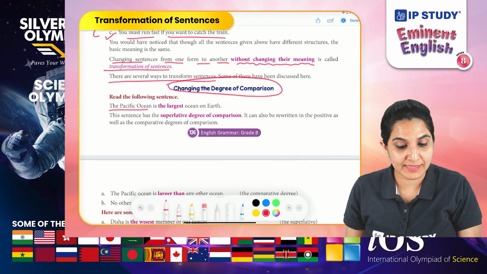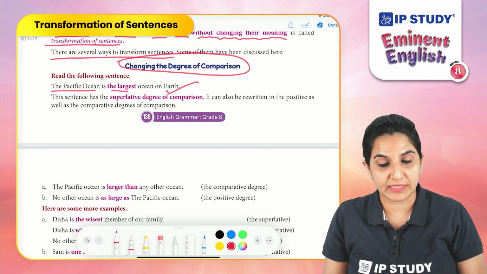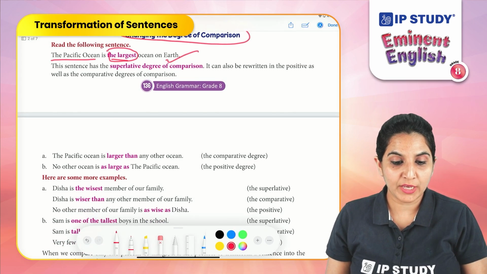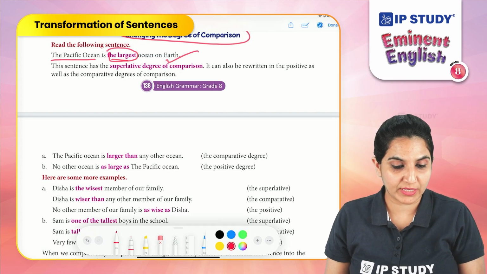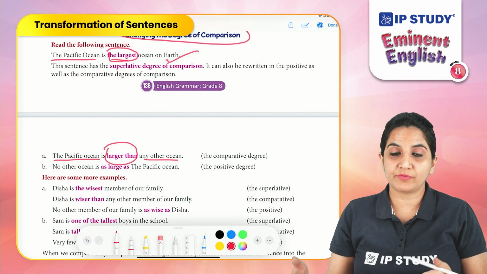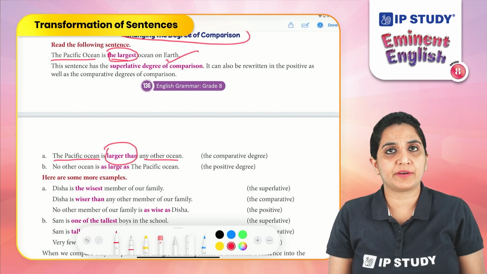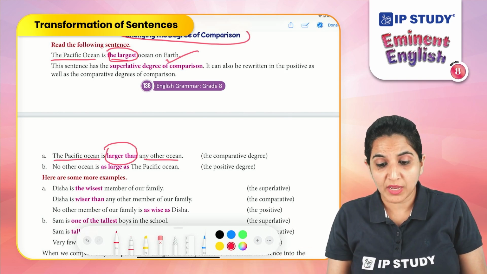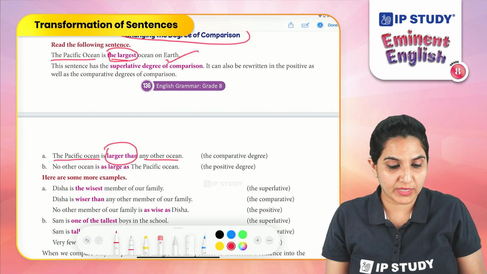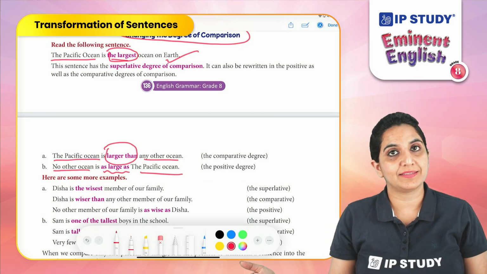The Pacific Ocean is the largest ocean on Earth. This sentence has a superlative degree, which is the largest. Now we can also rewrite it by using different comparative degrees. For example, the Pacific Ocean is larger than any other ocean. Here we have not used the superlative degree, but we've used a simple comparative degree, larger than any other ocean. Now again, this can also be rewritten in the positive degree form. For example, no other ocean is as large as the Pacific Ocean. This is the positive degree.